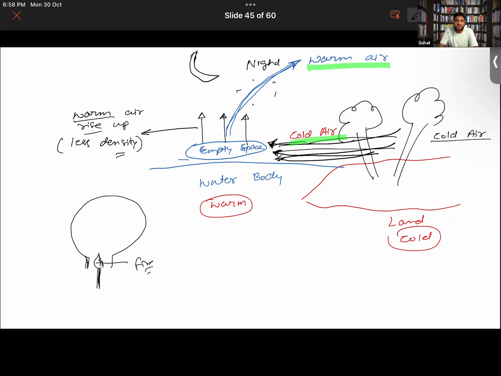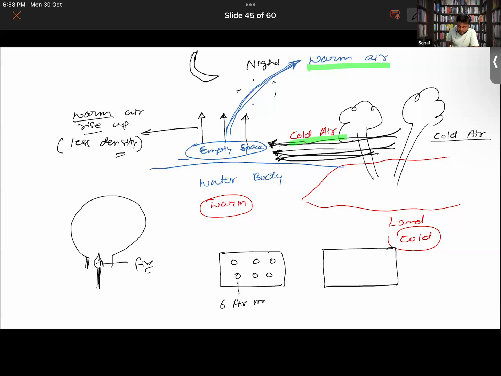Also, there's a concept of low pressure and high pressure. You guys know what happens if I were to have this much area, and then again this much area also, right? Suppose there are 1 2 3 4 5 6 molecules of air. Let's suppose there are 6 air molecules in this area, and this is another area. Both the areas are the same, and this one has just 3 air molecules.